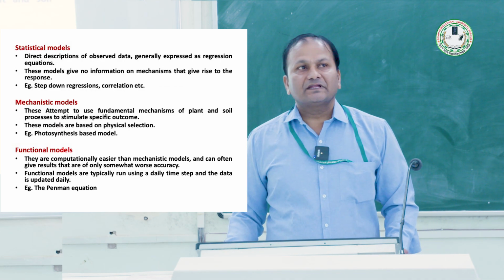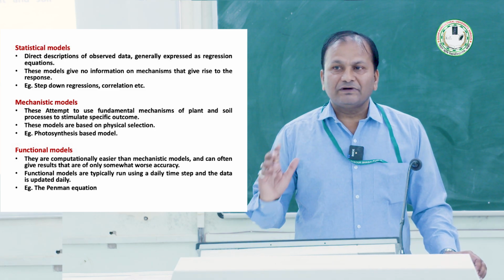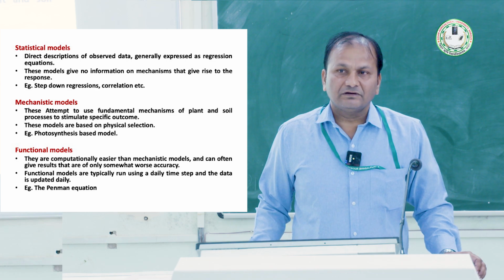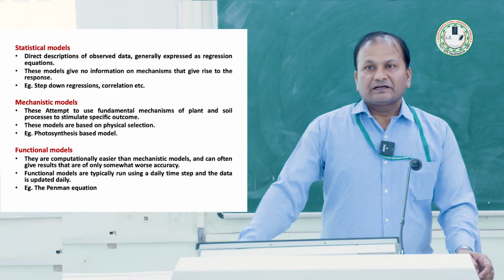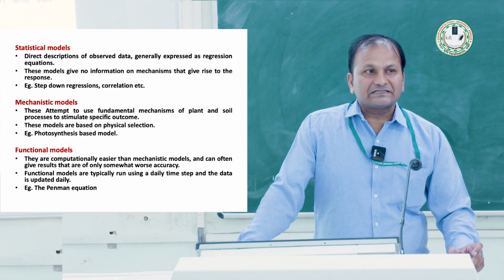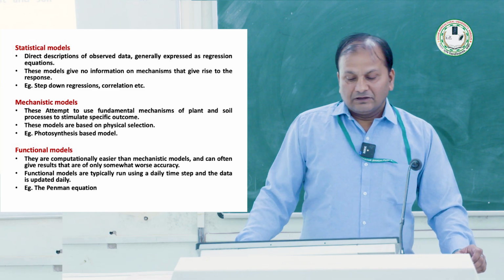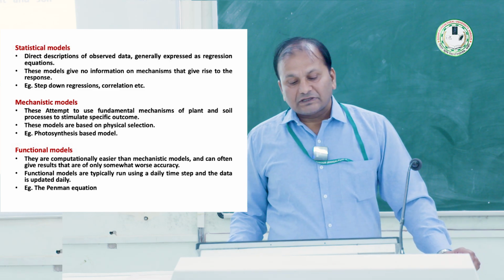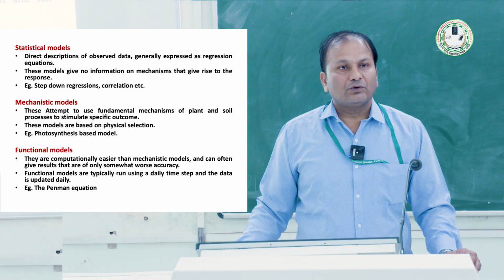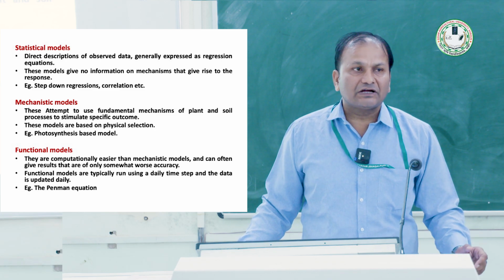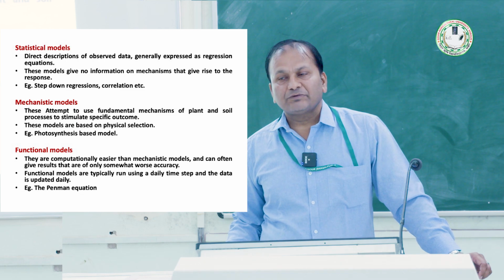So first is statistical models. Statistical, what do you mean by statistical? Anyone? Data or related to analysis, related to equation. So statistical models are direct descriptions of the observed data. Observed data means which type of data we can observe in the crop. Which type of data do we observe?